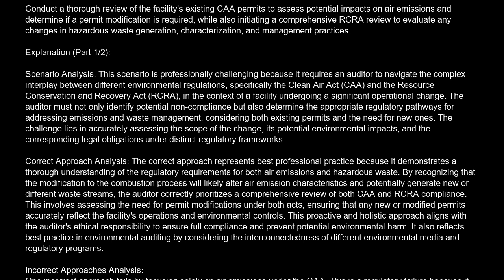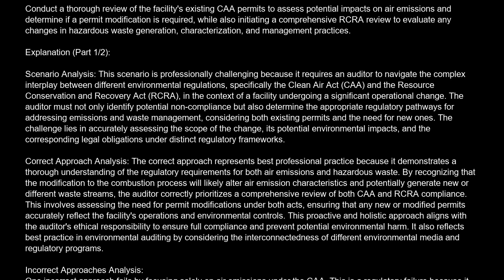The auditor must not only identify potential noncompliance, but also determine the appropriate regulatory pathways for addressing emissions and waste management, considering both existing permits and the need for new ones. The challenge lies in accurately assessing the scope of the change, its potential environmental impacts, and the corresponding legal obligations under distinct regulatory frameworks. Correct approach analysis.